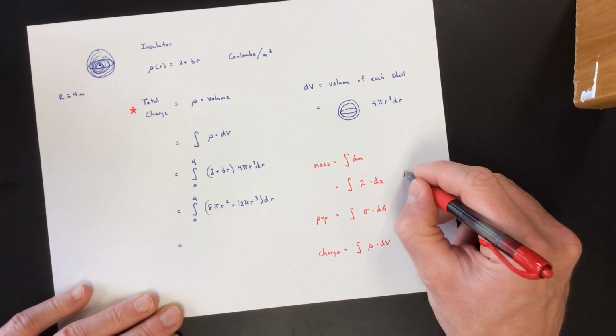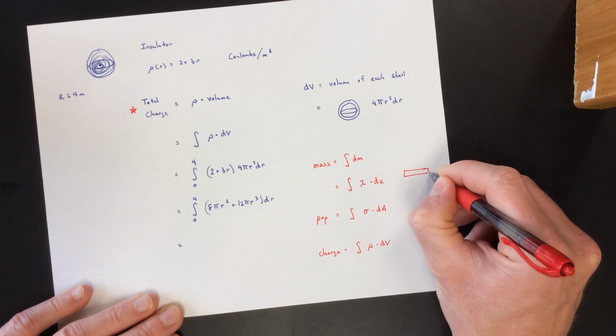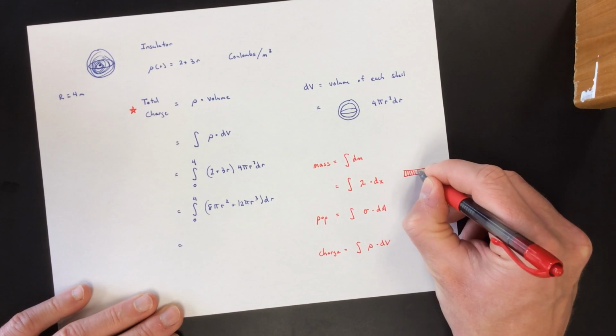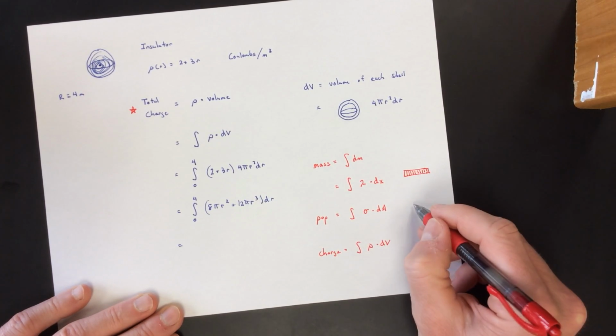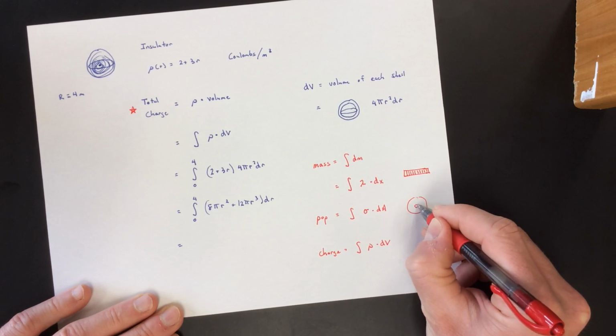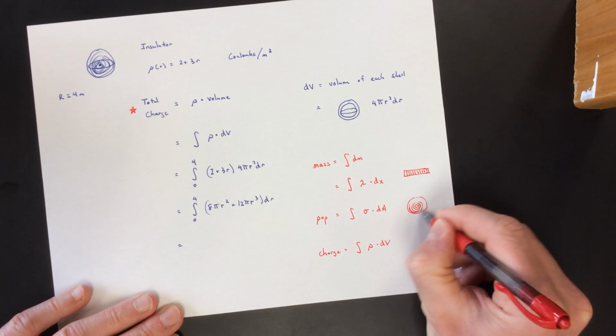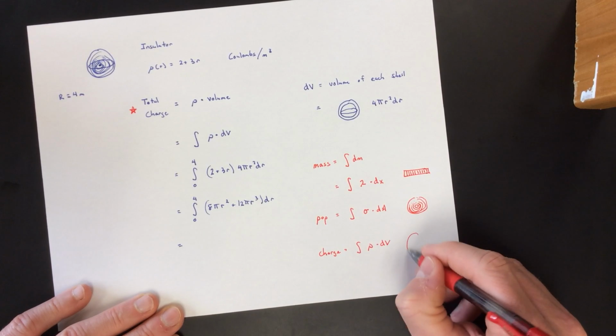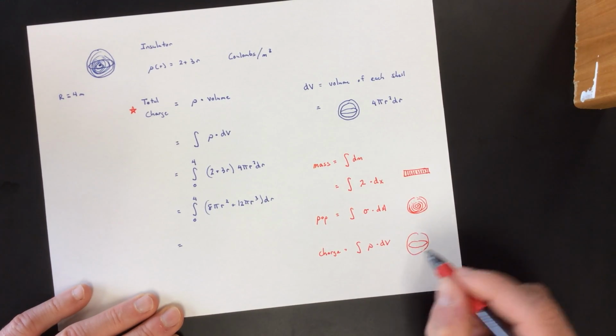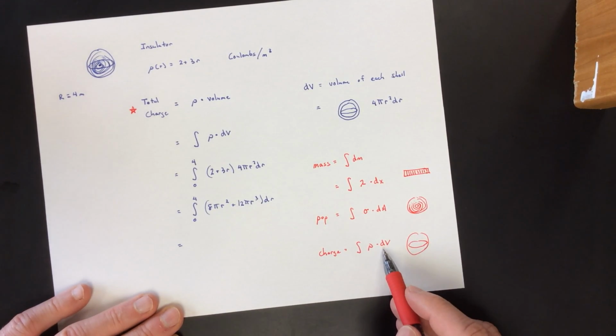Here, again, we broke the board up into little bitty things that each have their own thickness dx. Here, we broke our city into rings. Each ring has an area of dA. And here, we broke our sphere into spherical shells. Each shell has a volume of dV.